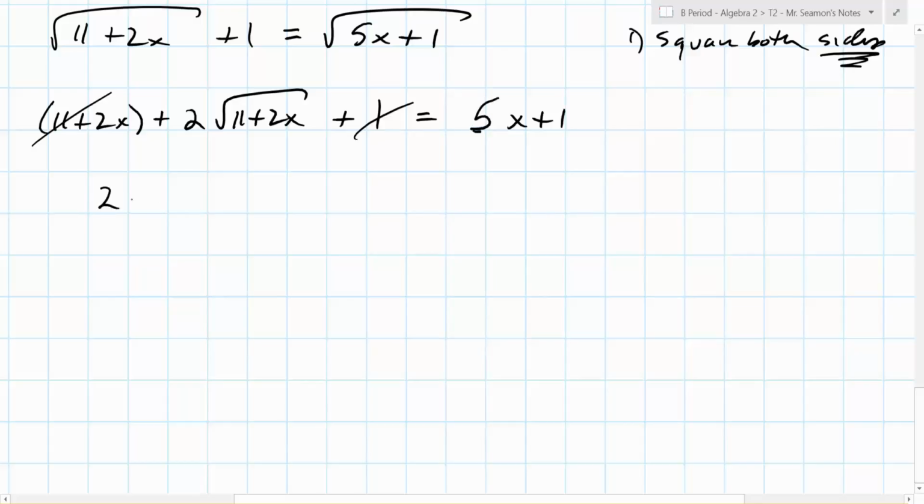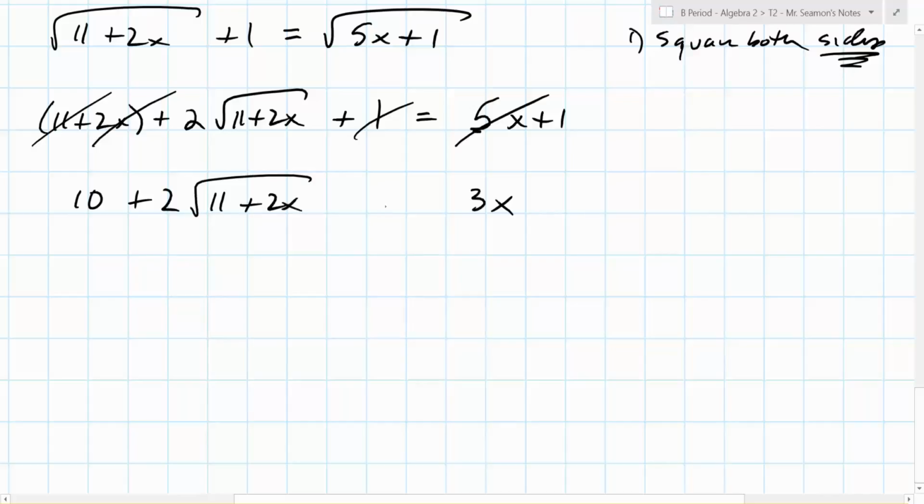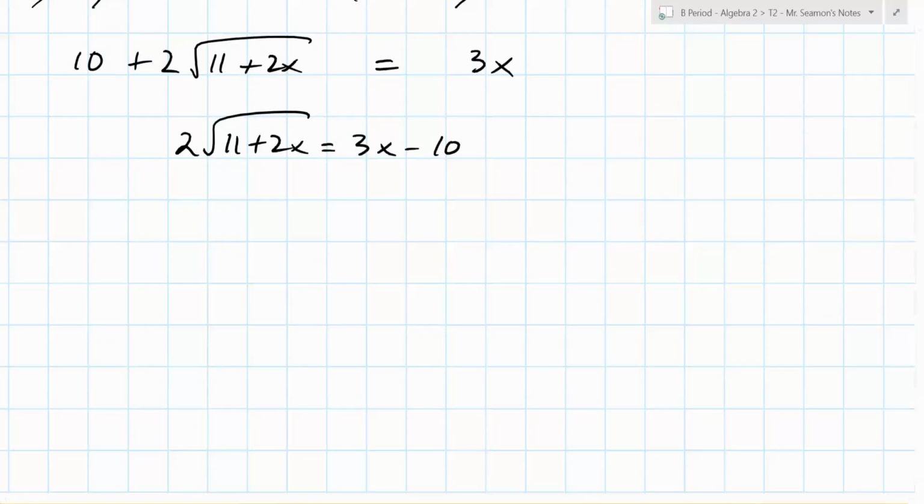So you end up with, let's subtract the 2x, and so that becomes a 10 over here. If I do this, this becomes a 3x. So you get 10 plus 2 root 11 plus 2x equals 3x. What should I subtract from both sides? 10. Yes. Plus 2x is equal to 3x minus 10. Now what should I do to both sides? Yeah, square. Well, you could divide by 2, and that's fine. You create fractions if you do that.